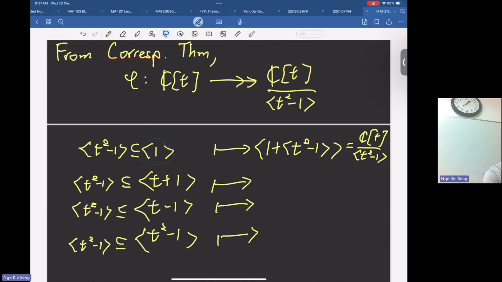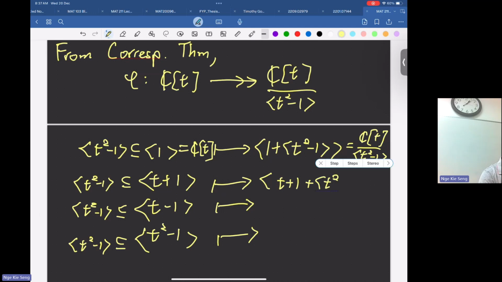Because the unique ideal containing one is exactly your ring. So similarly, you send the ideal generated by t squared plus 1 to the ideal generated by t squared plus 1 plus the ideal generated by t squared minus 1. Like this, and so on. So last time I forgot to put a bracket on the outside.